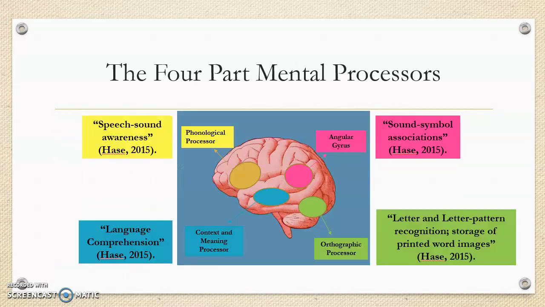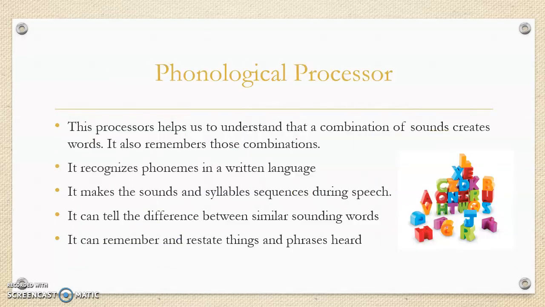Then we have the four-part mental processor, which is broken down into the phonological processor. This processor helps us to understand that a combination of sounds creates words. It also recognizes phonemes or letters in written language.